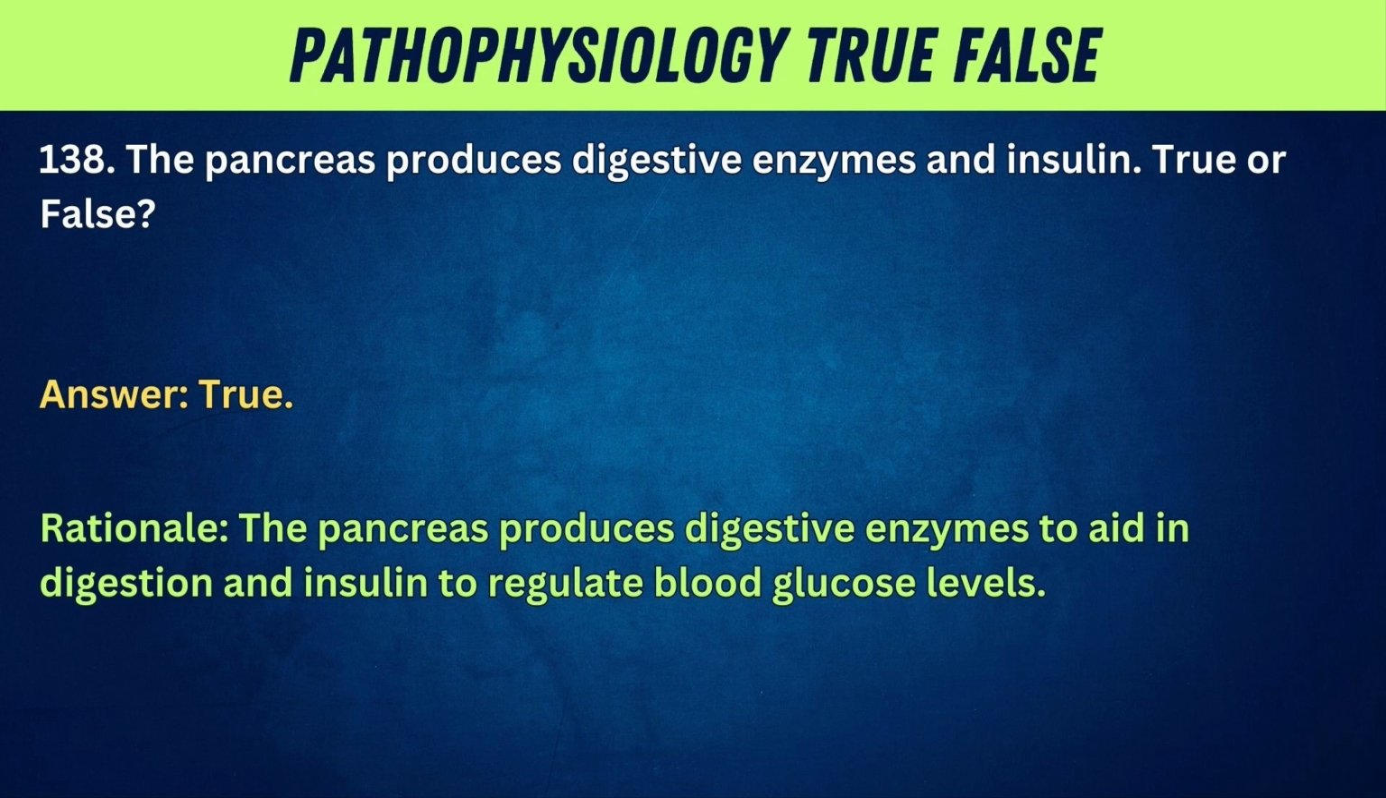138. The pancreas produces digestive enzymes and insulin. True or false? Answer: true. Rationale: the pancreas produces digestive enzymes to aid in digestion and insulin to regulate blood glucose levels.